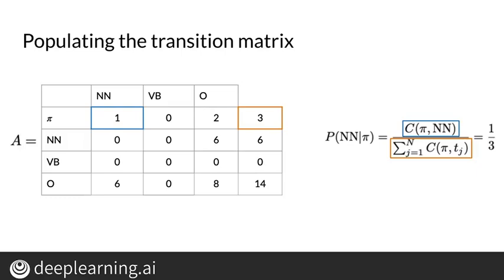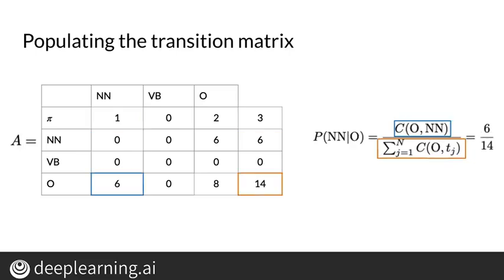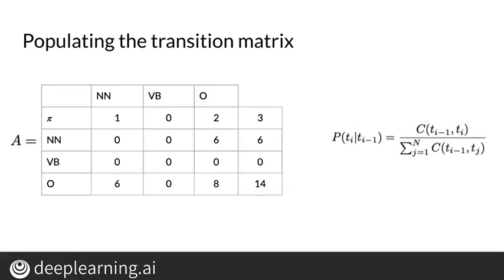So for the transition probability of a noun tag NN following a start token, or in other words, the initial probability of a NN tag, we divide 1 by 3. Or for the transition probability of an other tag followed by a noun tag, we divide 6 by 14. You may have realized that there are two problems here.